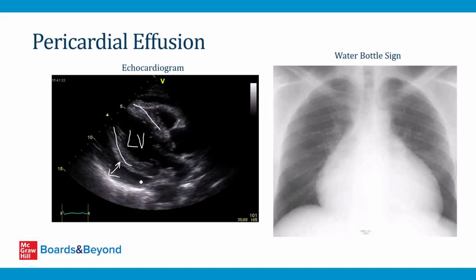And it's usually diagnosed by echocardiogram because you can see this black rim of fluid surrounding the heart. There's also a classic finding on chest x-ray in pericardial effusion. That's called a water bottle sign. And that's what you see in this picture here. Basically, the heart just looks large and round, sort of like a water bottle, hence the water bottle sign.